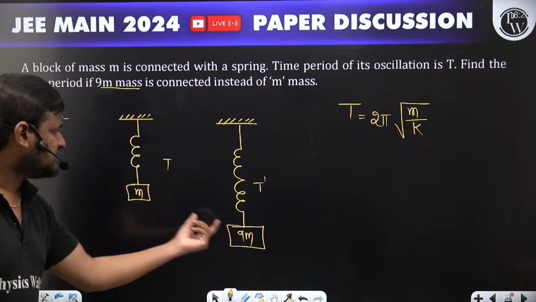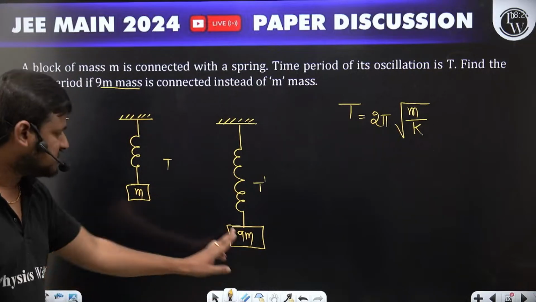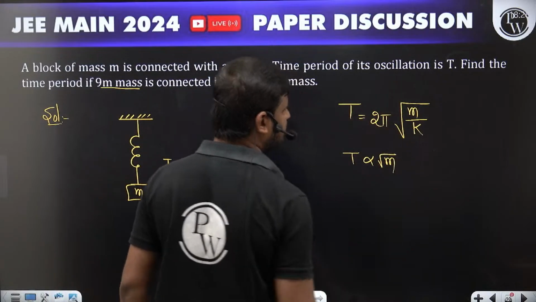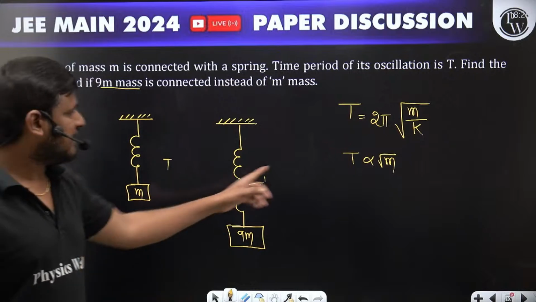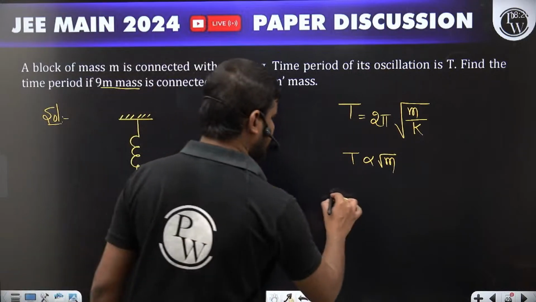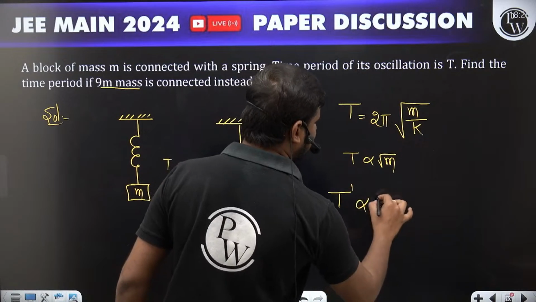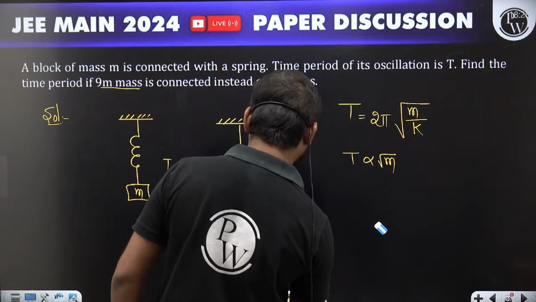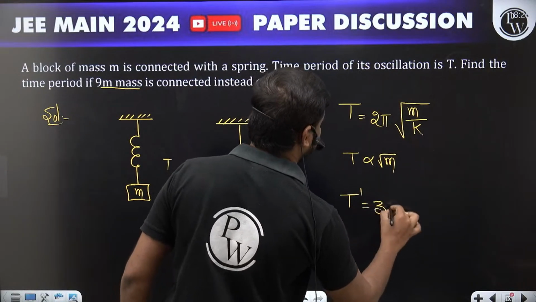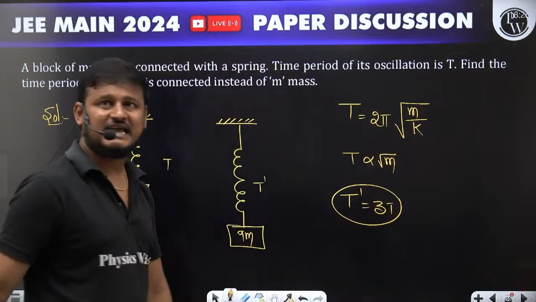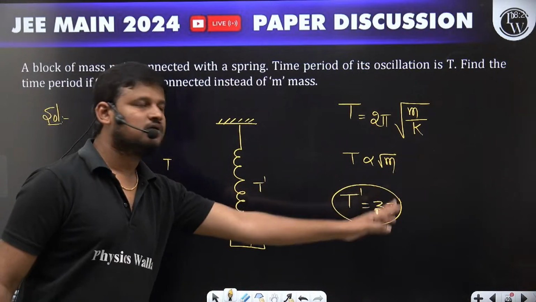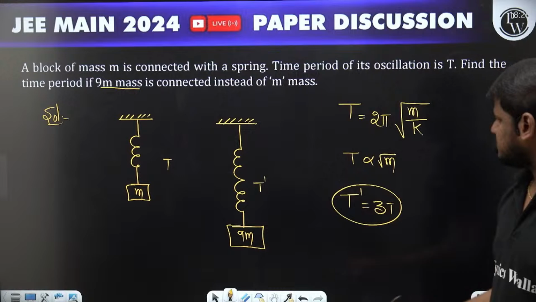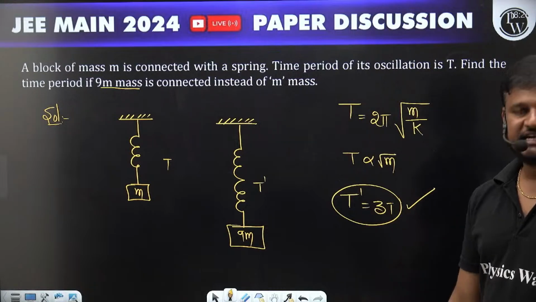Now we need the relation between time period and mass because the mass is changing. You can see that the time period is directly proportional to root m. So when the mass is m, the time period is T. Now when the mass is 9m, the time period will become 3 times, because root of 9m is 3 root m, which is 3 times the first one. So there are no options. You can consider T dash equal to 3T.